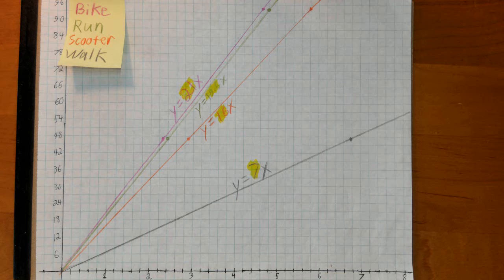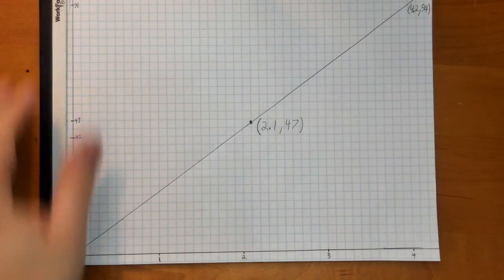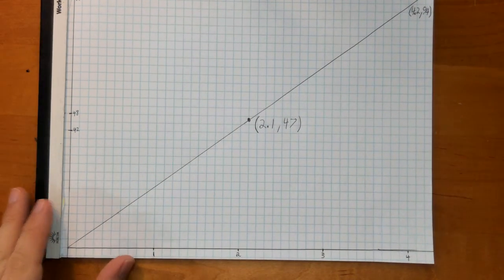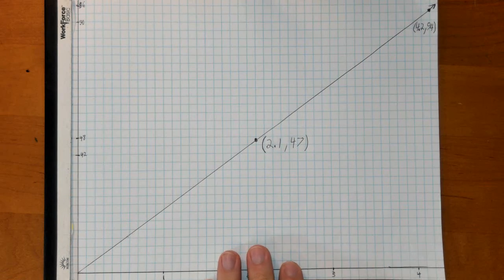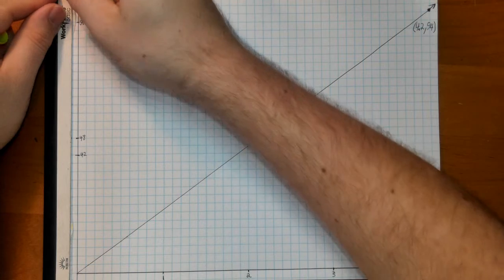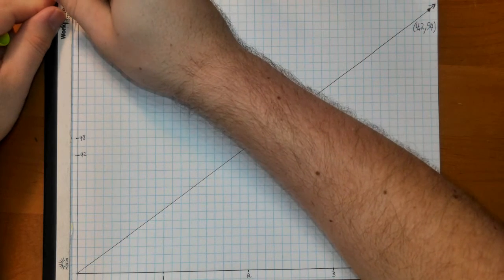Now, I want to take a look more closely at the graph for biking here, right? So I drew another graph here. I changed my scale on my x-axis. Now, I've told you to highlight the coefficient. I'm also going to be highlighting my y-axis.